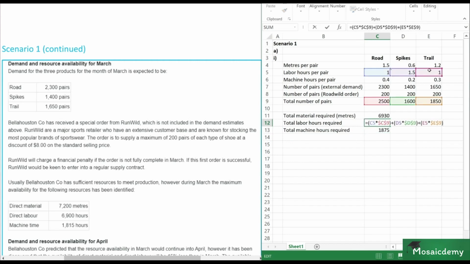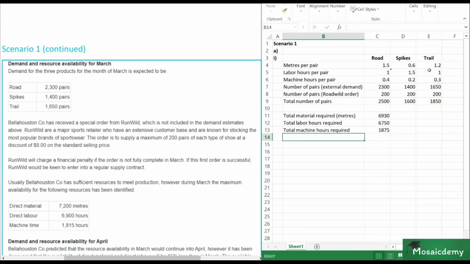Basically, for labor hours, once again, for each product, we're multiplying the labor hours per pair by the total number of pairs, same for machine hours. So we have our totals here. We will compare these to the capacity that we have. Available capacity was 7,200, 6,900 and 1,815, which we can see from this table over here.